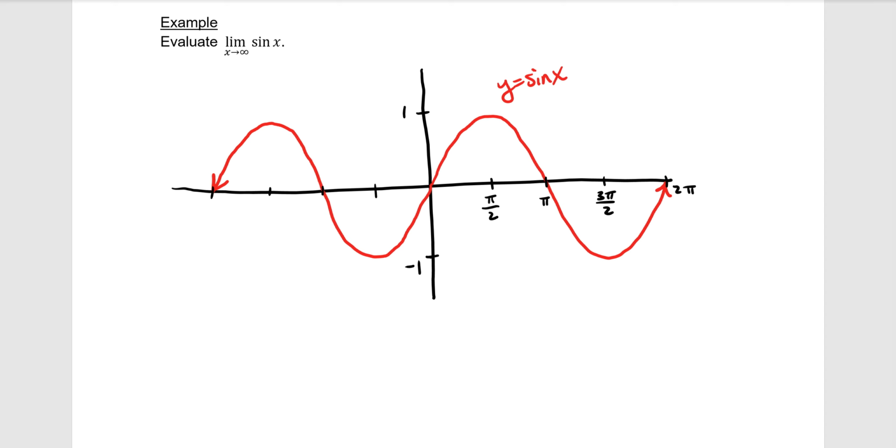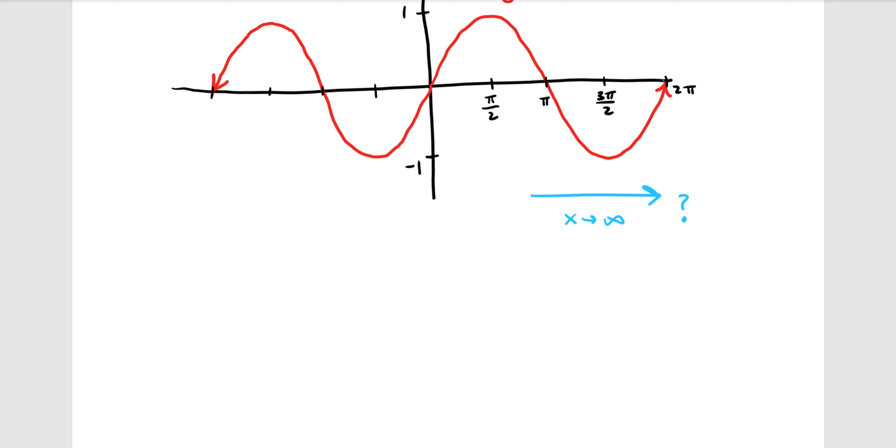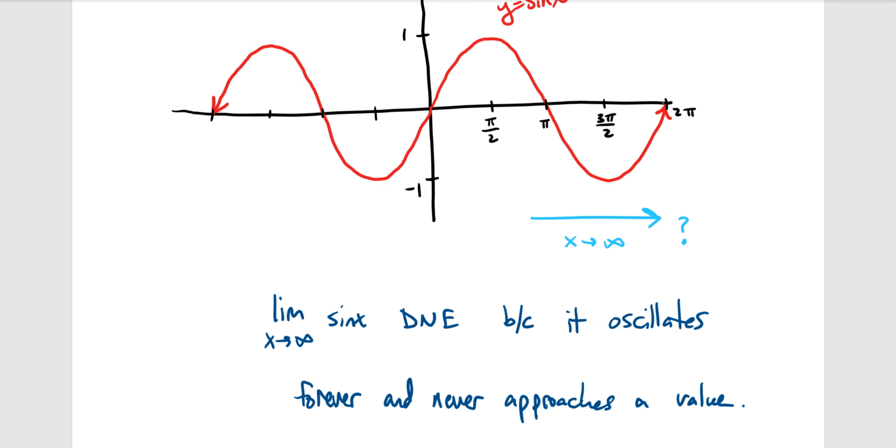But we are interested in what's happening as x goes towards infinity. So we want to know what's happening all the way to the right. Is the function settling down and approaching a single number? And the answer is no, right? Because this is just going to keep on oscillating over and over again infinitely, and it's never going to stop. So since it doesn't approach an actual value, we say the limit does not exist. Not everything will have a horizontal asymptote, obviously.